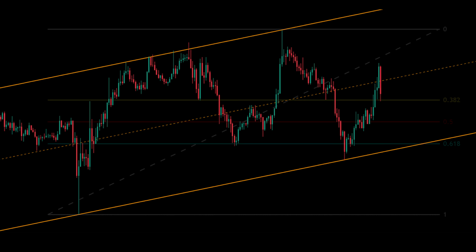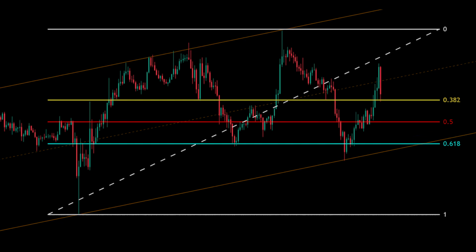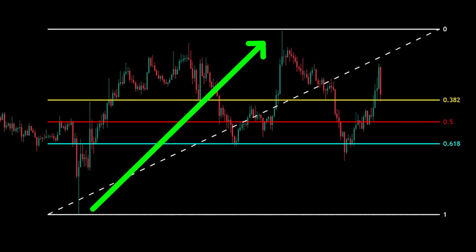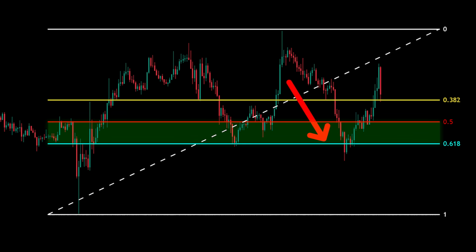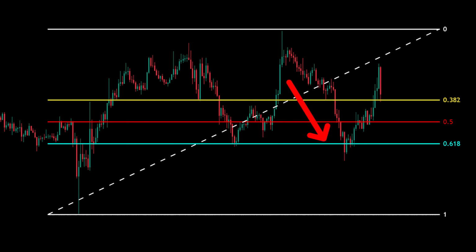Confirm the uptrend. If both highs and lows are making higher levels, you're in an uptrend. Draw Fibonacci from the swing low to the swing high. The starting point is 1, the ending point is 0. When price pulls back into the golden zone between 0.5 and 0.618, wait.